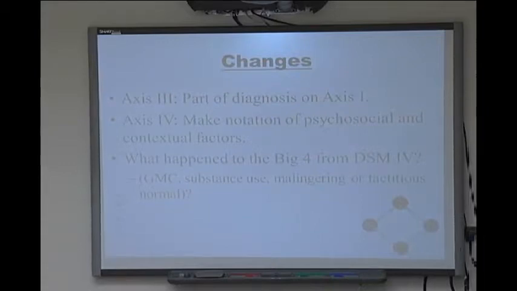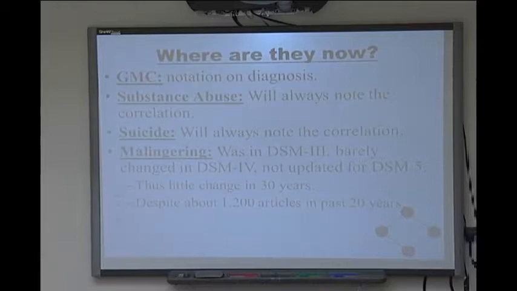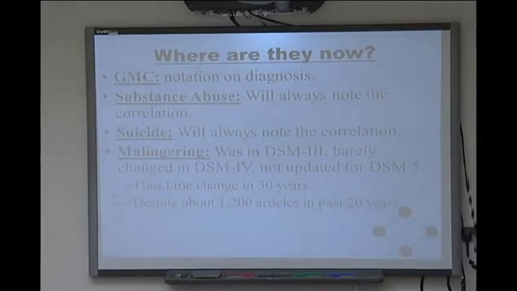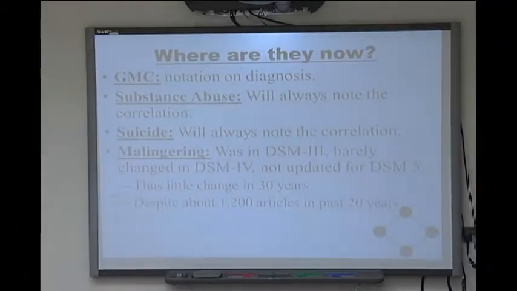And when DSM-4 came out, they made a big deal about always ruling out 4 diagnoses before you ever looked at anything more specific. And the big 4 were general medical condition, substance use or abuse or dependence, malingering or factitious, or, surprise, surprise, normal. What'd they do with those? Well, the general medical condition is going to become a part of the diagnosis itself. So that'll be on your diagnostic label.